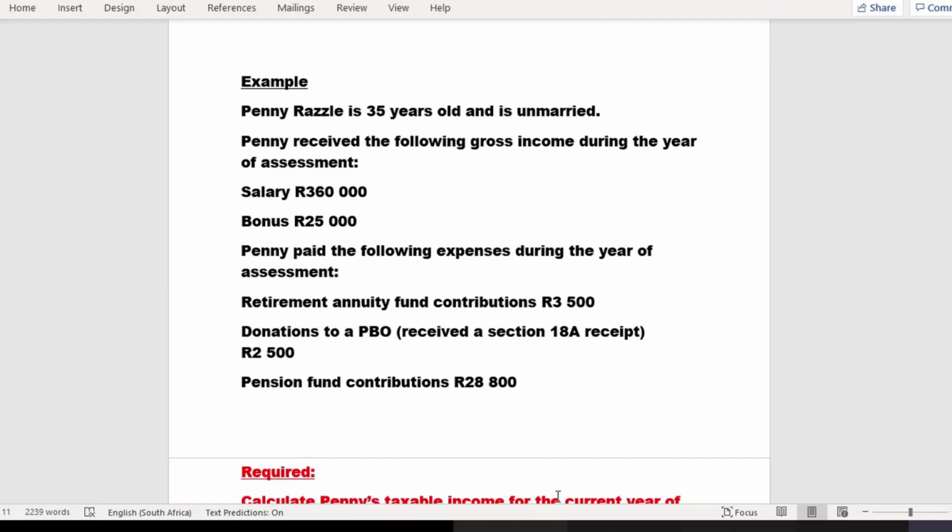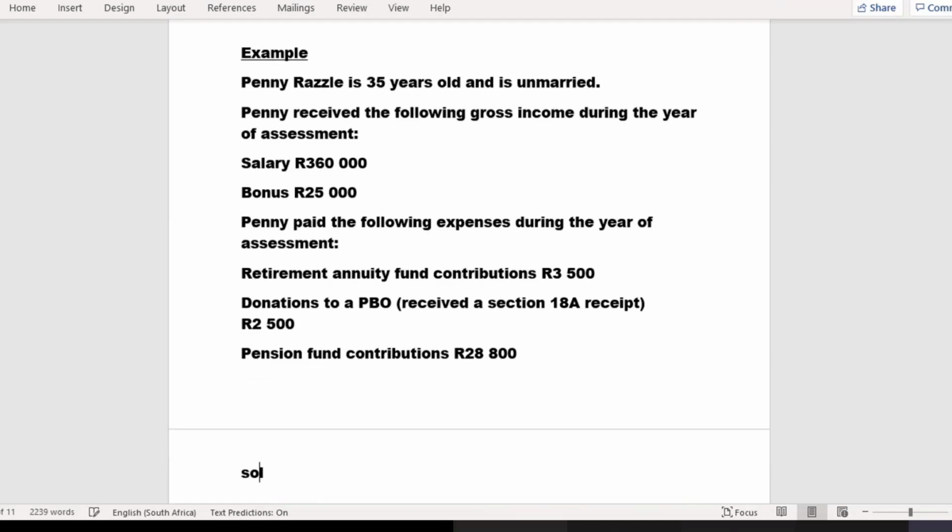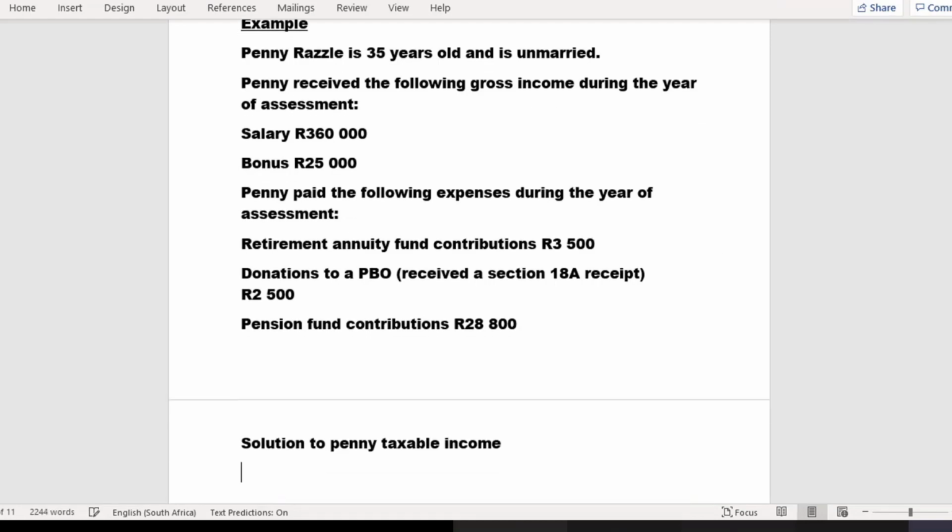Okay, so do you have any idea how you're going to approach this kind of question? You're going to do what's called the taxable income calculation. I'm going to do it with you, and then the next one we'll do together. So this is how your solution would look. Solution to Penny, taxable income. So this is how it goes.